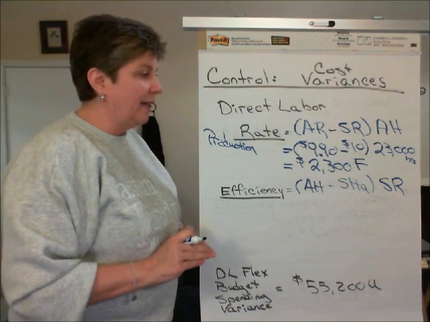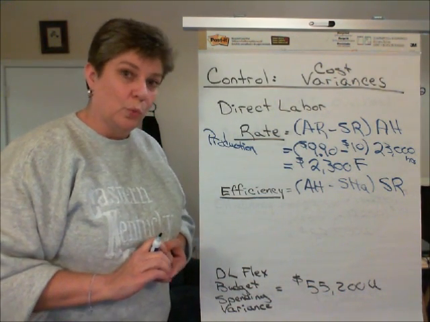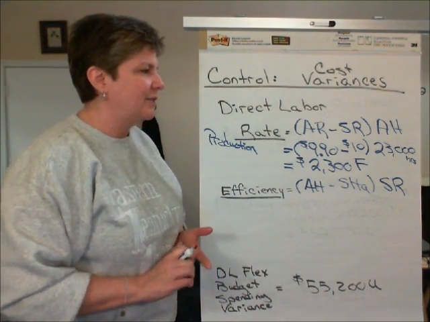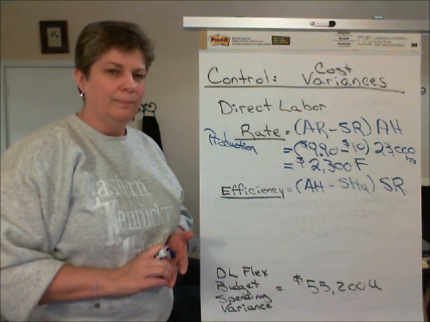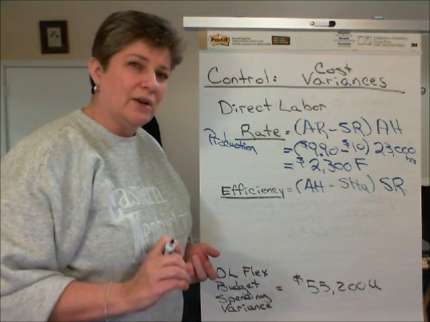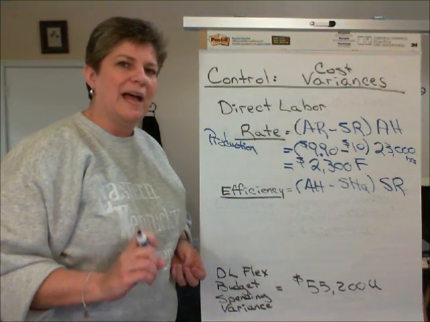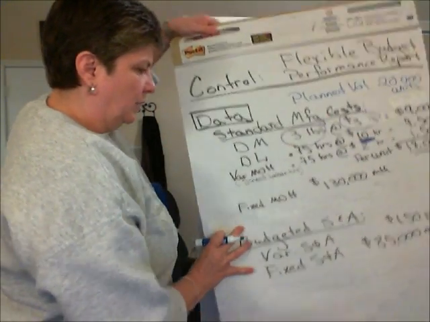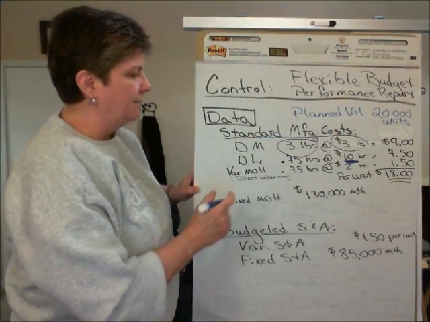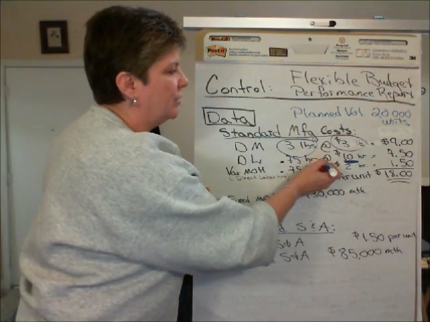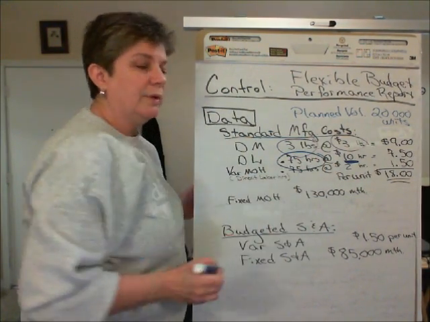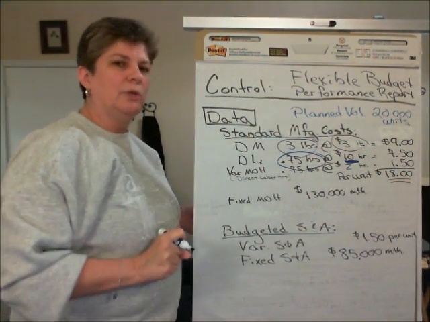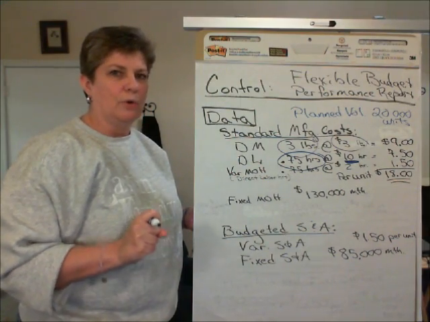So we remember that the actual number of hours worked was 23,000, and the standard rate was $10 per hour, but we need to remind ourselves of what the standard number of hours per unit was for direct labor. So looking back at our standards data for direct labor, the standard number of hours per unit of product was 0.75. So that's what we'll use in calculating the standard hours allowed.